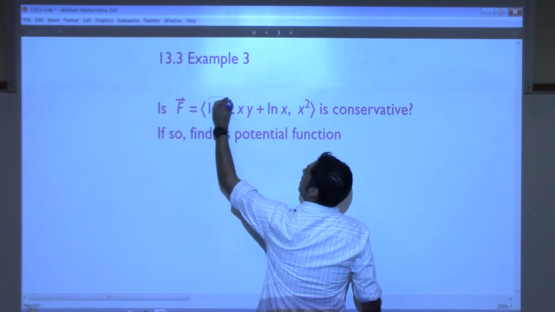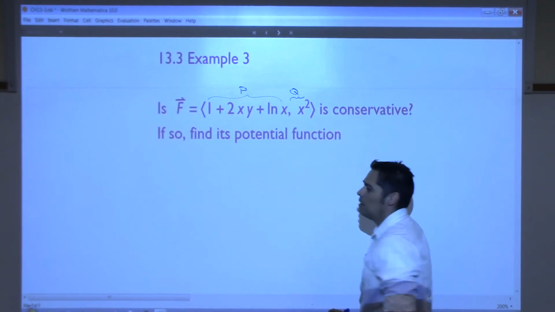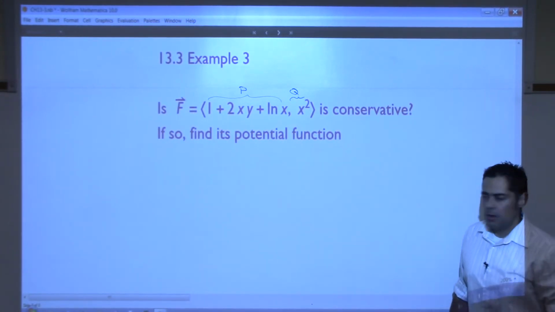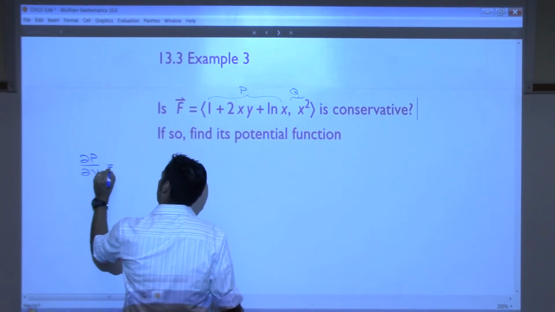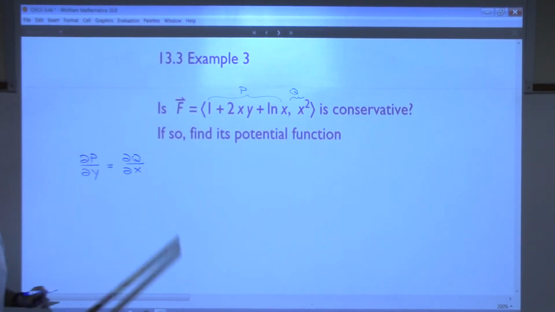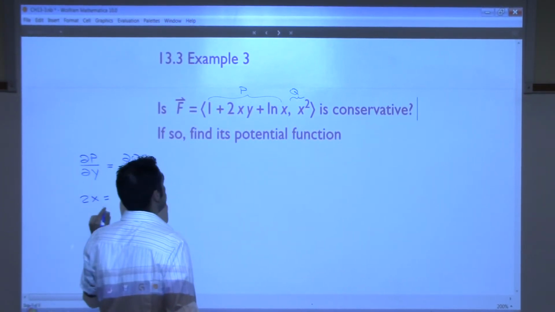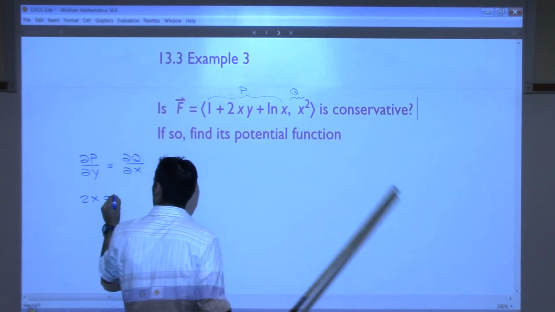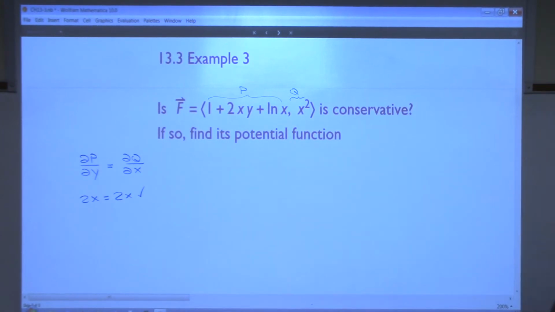So call this one right here P, call this one right here Q, and do your quick check. I'm going to check my partial of P with respect to y, and compare that to the partial of Q with respect to x. What is my partial of P with respect to y? 2x, that's it? This isn't the same one, is it? No, okay. And then the other one, partial of Q with respect to x, 2x. It's not always 2x, okay? So it is a conservative vector field, right?